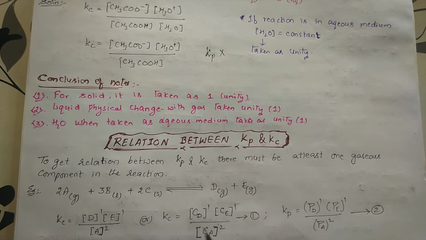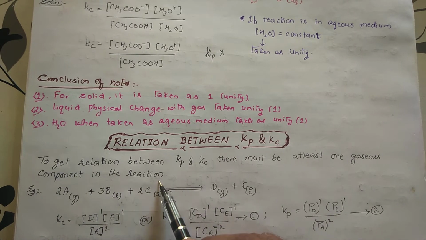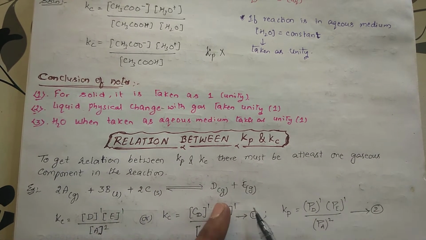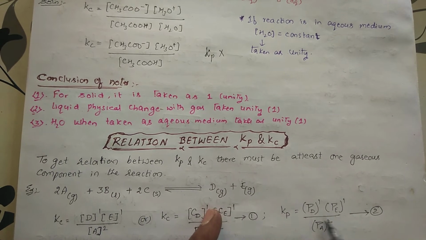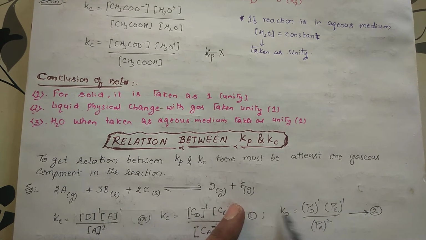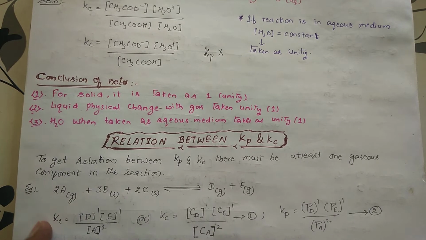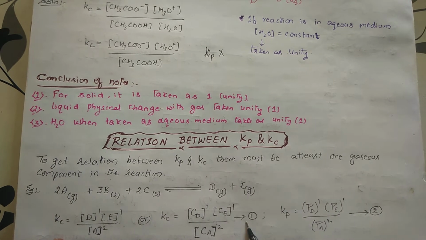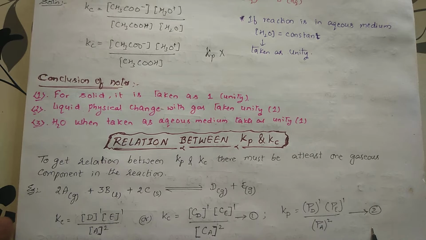Suppose if you want to write Kp, for Kp you will not take this one as well as this one. Solids and liquids are not taken into consideration. What you will be taking? See, partial pressure of D whole power 1, partial pressure of E whole power 1, and partial pressure of A whole power square. Right? This is the first equation. Assume that this is the second equation. Okay.